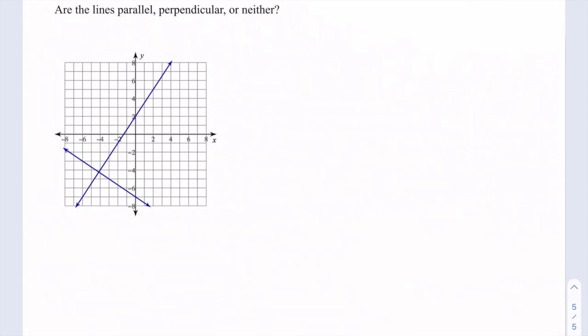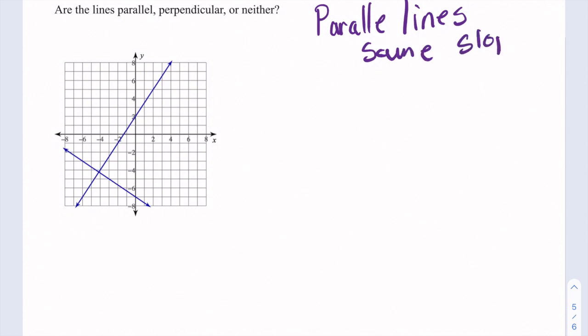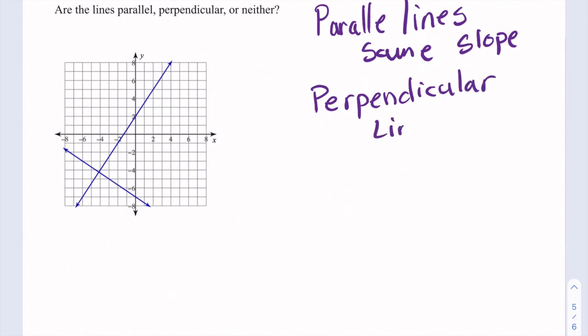Okay, let's go over how we can determine if lines are parallel, perpendicular, or neither. Remember that parallel lines will have the same slope. And that perpendicular lines, their slope will be opposite reciprocals.